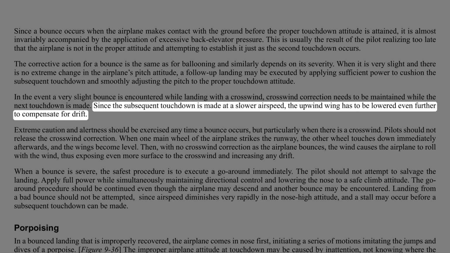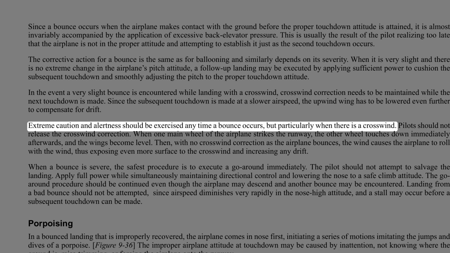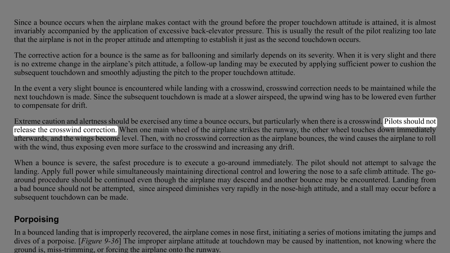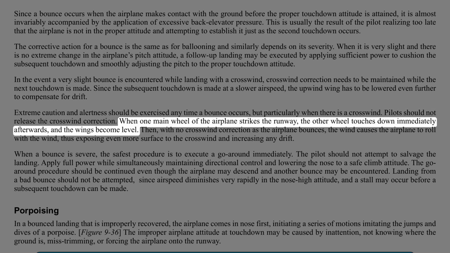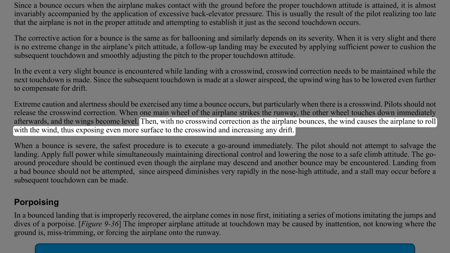Since the subsequent touchdown is made at a slower airspeed, the upwind wing has to be lowered even further to compensate for drift. Extreme caution and alertness should be exercised any time a bounce occurs, but particularly when there is a crosswind. Pilots should not release the crosswind correction. When one main wheel of the airplane strikes the runway, the other wheel touches down immediately afterwards, and the wings become level. Then, with no crosswind correction as the airplane bounces, the wind causes the airplane to roll with the wind, thus exposing even more surface to the crosswind and increasing any drift.